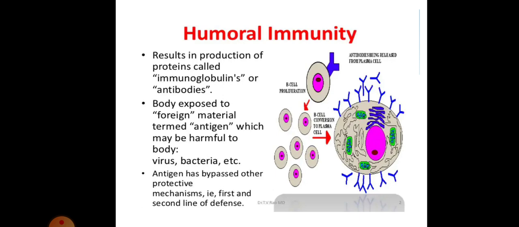Our body is sometimes exposed to foreign material termed antigens, which may be harmful to our body. That antigen may be in the form of viruses, bacteria, protozoans, helminths, and other cellular bodies, exposed to our body. That antigen has bypassed other protective mechanisms, that is the first and second line of defense.